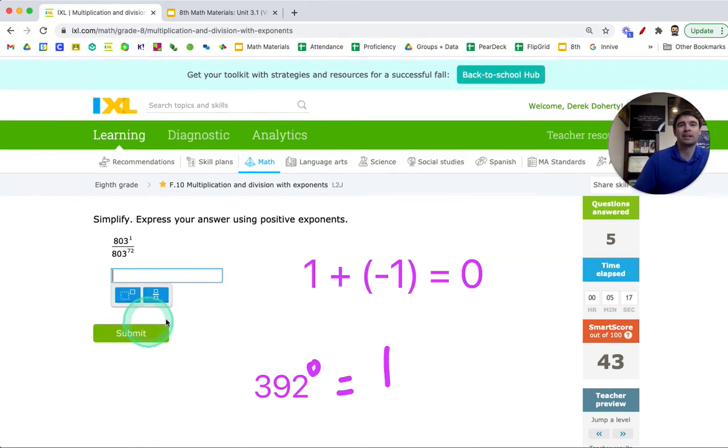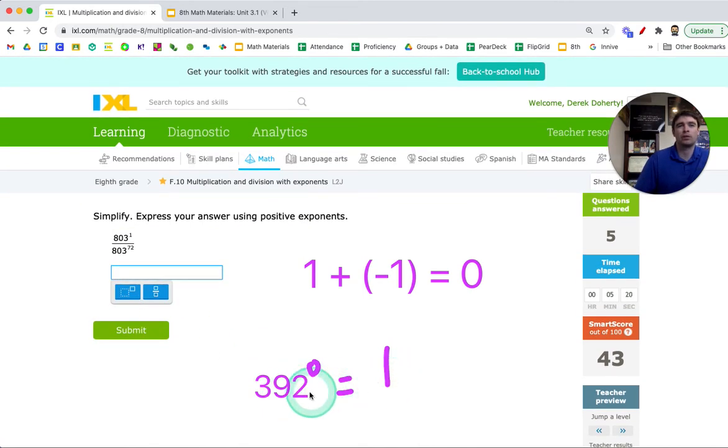Hey, they marked me correct, and they would have marked you correct, I believe, for either one of those answers. They both would have been correct. I thought this was more simplified.